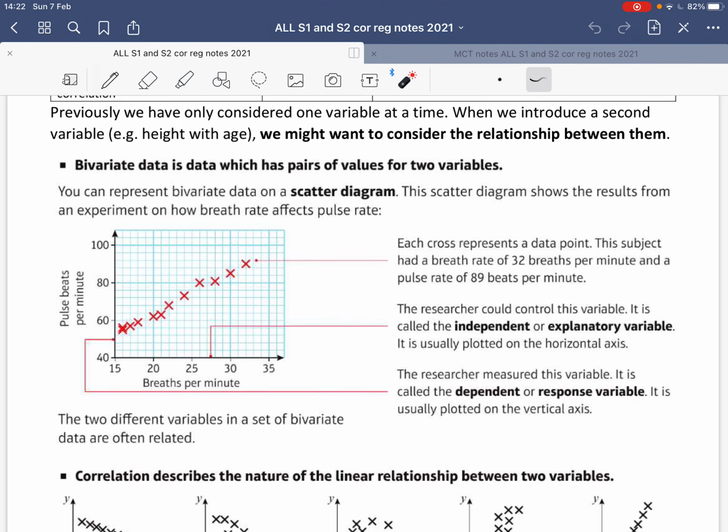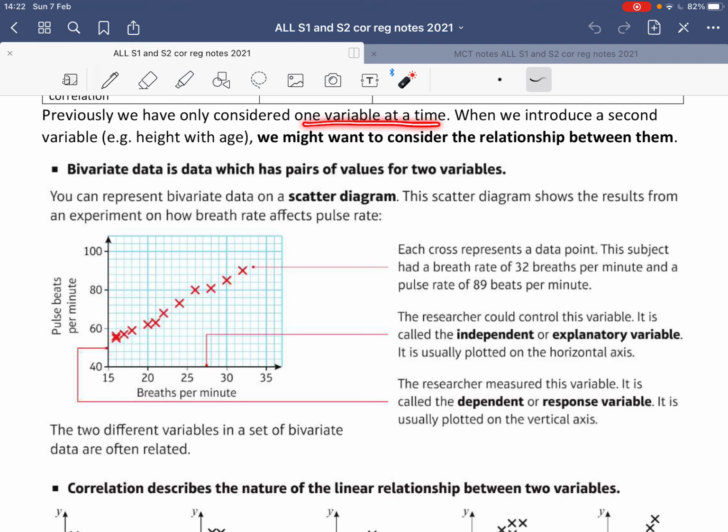So previously, we've only considered one variable at a time. When we introduce a second one, for example, height and weight, we might want to consider the relationship between them. This is known as bivariate data. So bivariate data is data which has pairs of values for two variables.